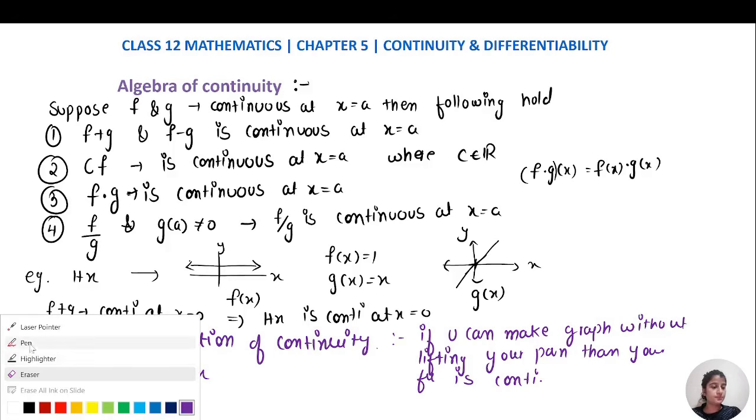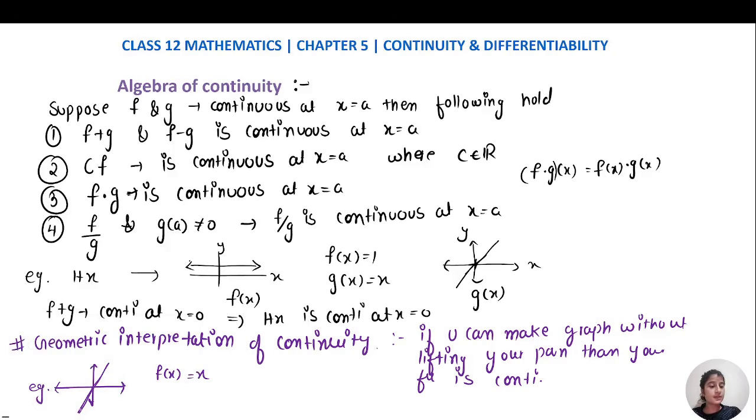Okay, so as we can see, we make our graph without lifting our pen. So we can see that our f of x equals x function is a continuous function. So it's a graphical approach to see whether the function is continuous or not, and it's always a very good way to see it. Now let's do some remarks on continuity.